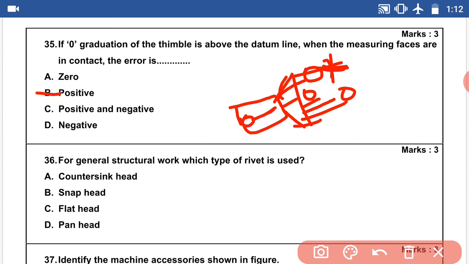Question number 36. For general structural work, which type of rivet is used? Snap head. Countersunk head is for other work. So for general structural work, it is snap head. Option B is the correct answer.